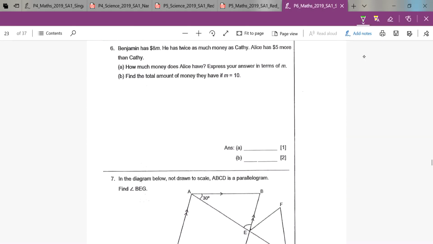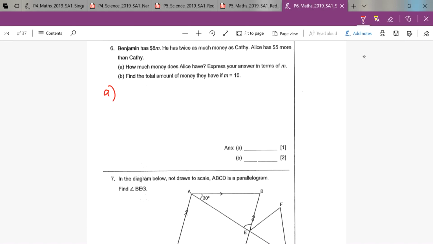Benjamin has $8M. He has twice as much money as Katie. Alice has $5 more than Katie. How much money does Alice have? Express your answer in terms of M. Part A. Let's start that now.